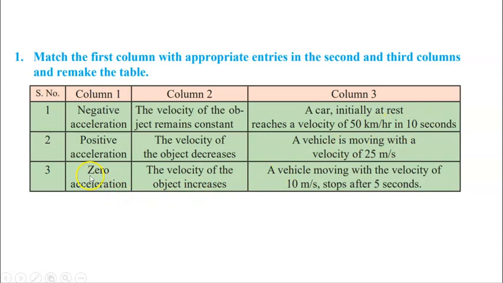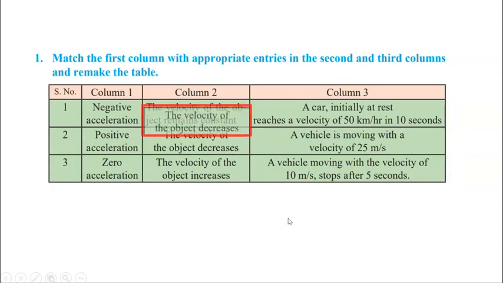And the last is zero acceleration. Now, which is the correct? It's clear that the velocity of the object remains constant. This is the correct one. And here from the column 3, a vehicle is moving with a velocity of 25 meter per second. Now see the correct answers here.